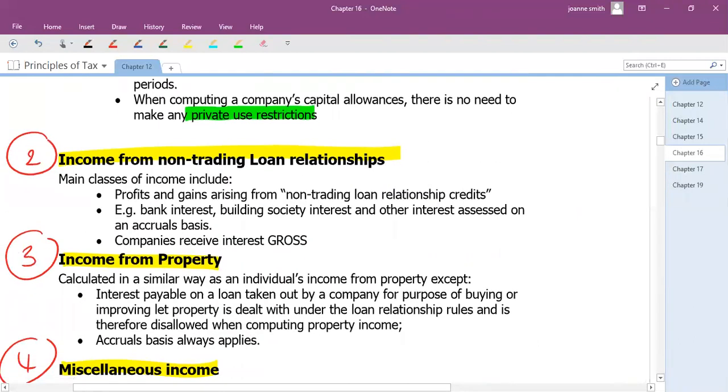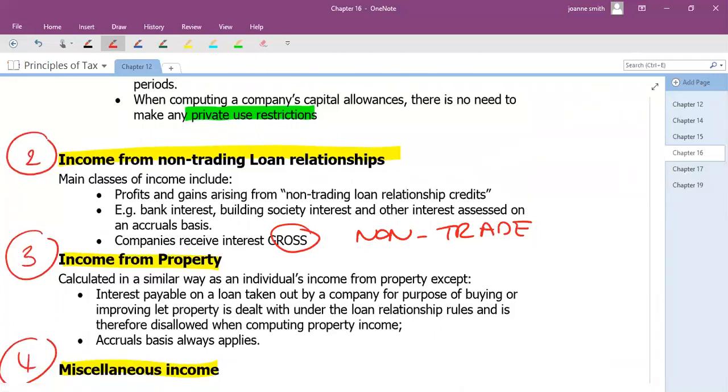If we're looking at income from a non-trade loan relationship, this is any sort of income that's non-trade. I know that sounds like common sense, but it's not from your main business activity. So it's investment income. So investment income that you might receive from savings accounts or something like that. The main thing here to remind you about is that companies always get everything gross. So you never have to worry about grossing any income up.